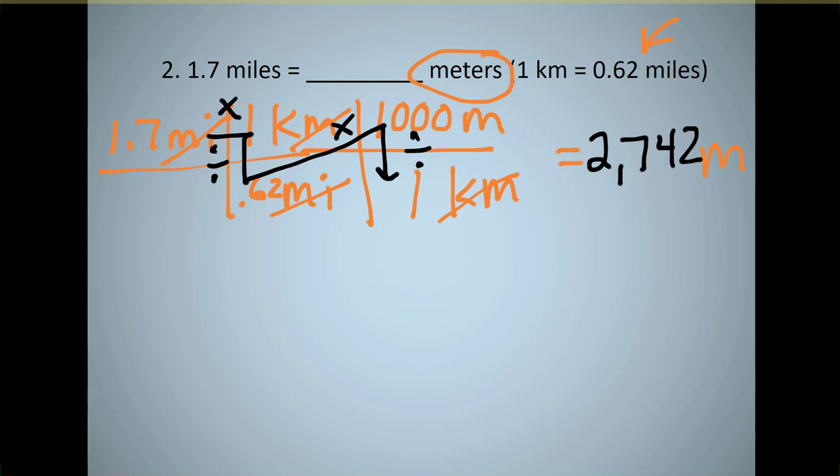And you should kind of just make sure it makes sense. Like if I got 0.02 meters equals 1.7 miles, that would be wrong. So I know that this is logic. It's a logical answer that I should have this many meters for that many miles. So go ahead and try question number 3 by yourself. See if you can figure it out.